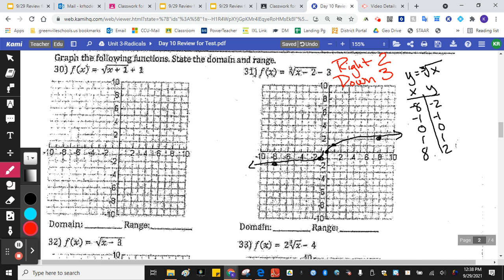If you can count. Right 2, down 3. Right 2, down 3. But to help you know what points I'm graphing, I'll go ahead and do the table as well. Right 2, I add 2 to all my x values. So -8 plus 2, plus 2, plus 2, plus 2. And then down 3, I'm minusing 3 to all my y values. Minusing 3, so -2, minus.